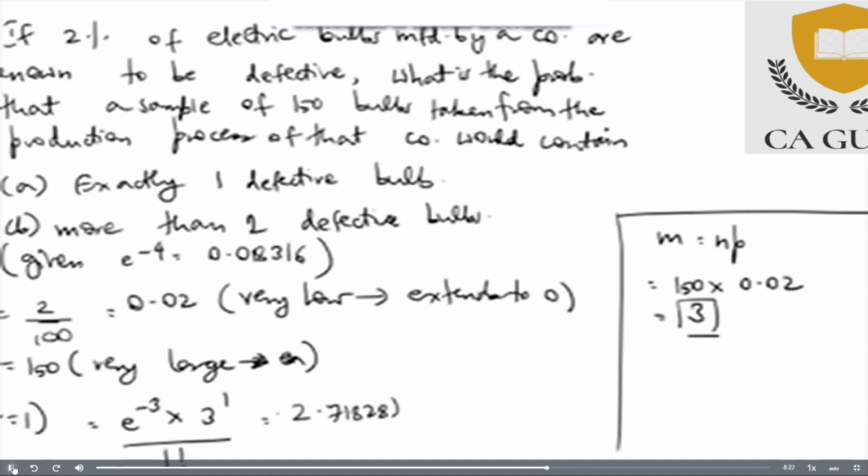2.71828 to the power minus 3 into 3. Okay, so let us calculate. This value, when you calculate with your calculator, is 0.049 into 3, which is almost 0.15. This is the answer.